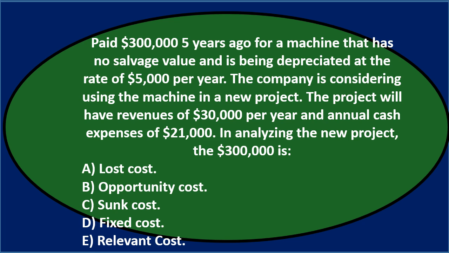First question: paid $300,000 5 years ago for a machine that has no salvage value and is being depreciated at a rate of $5,000 per year. The company is considering using the machine in a new project. The project will have revenues of $30,000 per year and annual cash expenses of $21,000. In analyzing the new project, the $300,000 is either A, lost cost, B, opportunity cost, C, sunk cost, D, fixed cost, or E, relevant cost.